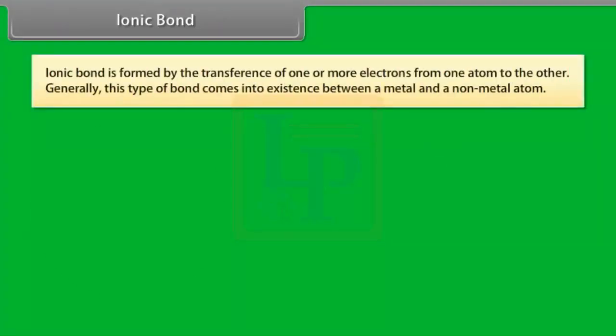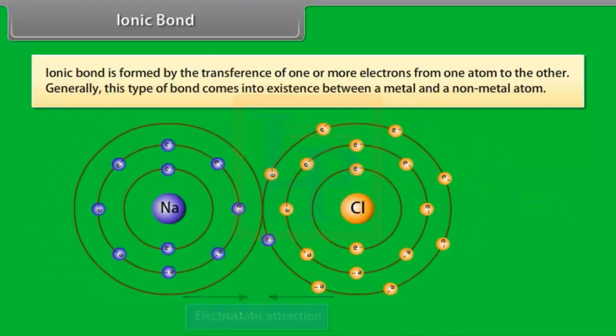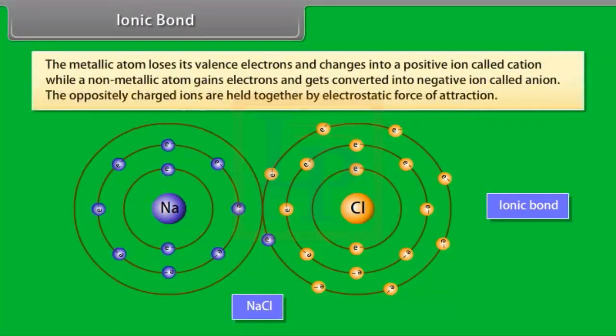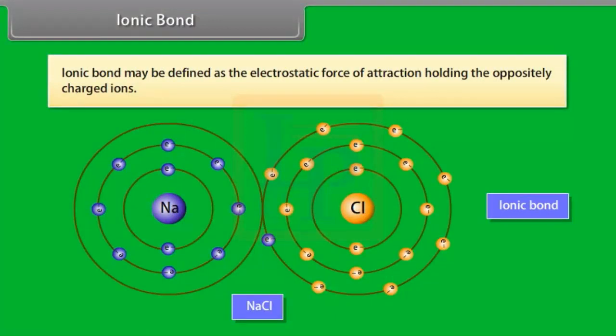Ionic bond. Ionic bond is formed by the transference of one or more electrons from one atom to the other. Generally, this type of bond comes into existence between a metal and a non-metal atom. The metallic atom loses its valency electrons and changes into a positive ion called cation, while a non-metallic atom gains electrons and gets converted into negative ion called anion. The oppositely charged ions are held together by electrostatic force of attraction. Ionic bond may be defined as the electrostatic force of attraction holding the oppositely charged ions.